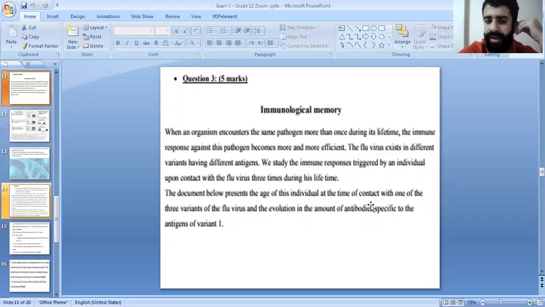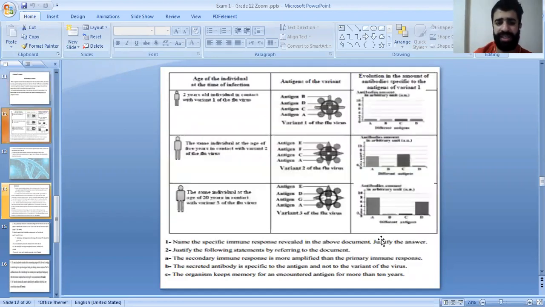The document shown in document 1 presents the age of this individual at the time of contact with one of the 3 variants of the flu virus and the evolution of the amount of antibodies specific for the antigens of variant 1. So this document shows the age of the individual at the time of infection, the antigens of the variant, and the evolution of the amount of antibodies specific to the antigens of variant 1. So here, let's start step by step.